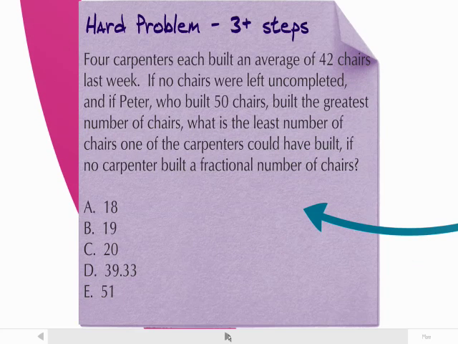A hard problem will include 3 or more steps. See how it works with the same problem. 4 carpenters each built an average of 42 chairs last week. If no chairs were left uncompleted, and if Peter, who built 50 chairs, built the greatest number of chairs, what is the least number of chairs one of the carpenters could have built if no carpenter built a fractional number of chairs? You notice how in the last part of the question it said if no carpenter built a fractional number of chairs? A fraction is part of a chair, so answer choice D, we can very easily see that one's not going to be correct.